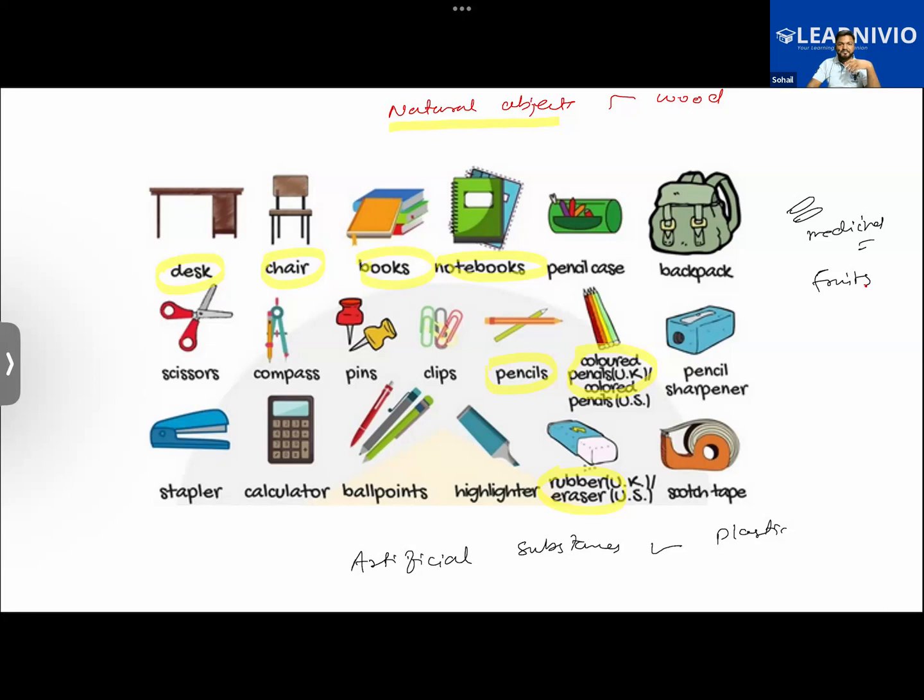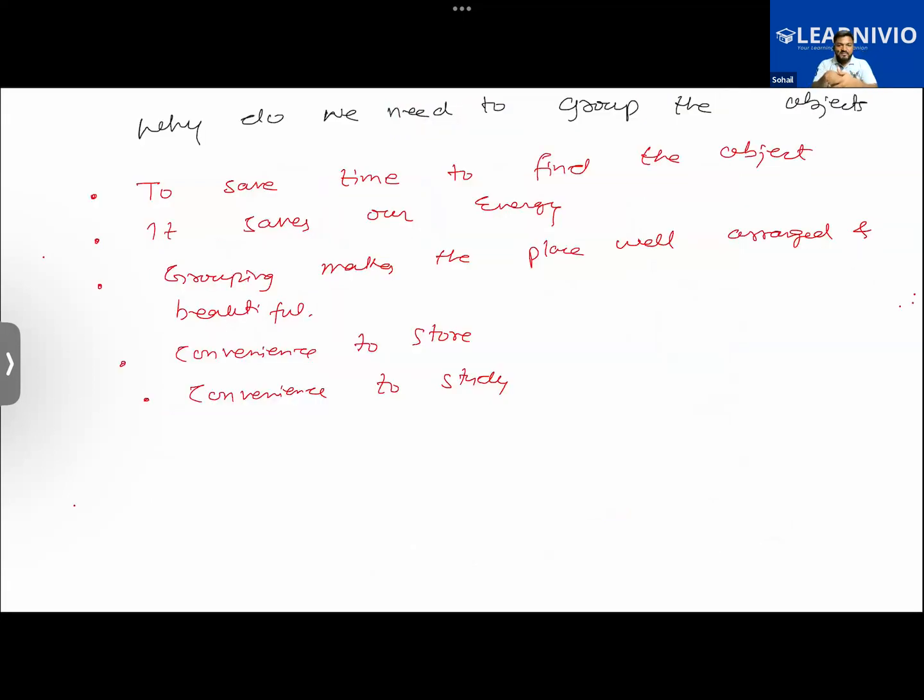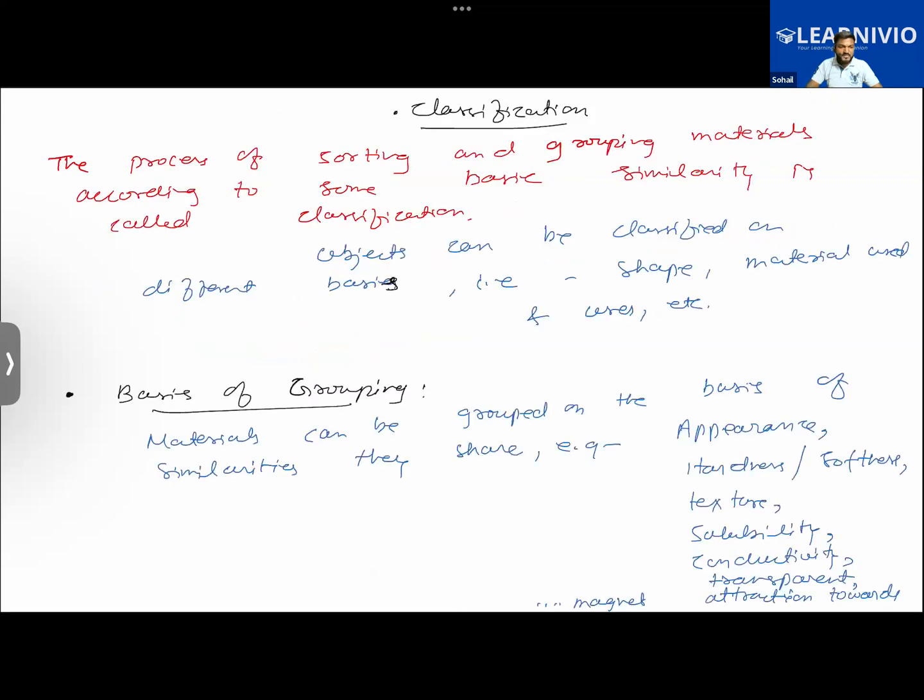Getting it, guys? Yes, sir. So those things that we see around us need to be grouped for the following purposes: to save our time in finding the given objects, or to save our energy. Grouping makes the place look well arranged and beautiful. Yeah, Ira, good. And for the purpose of convenience in storing them also, and for studying them also.